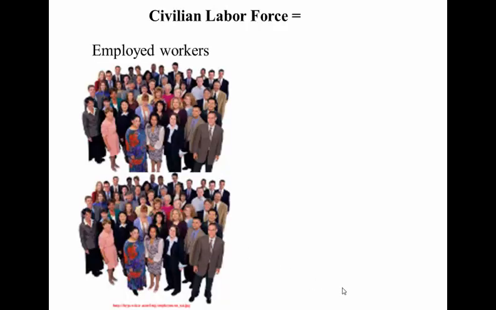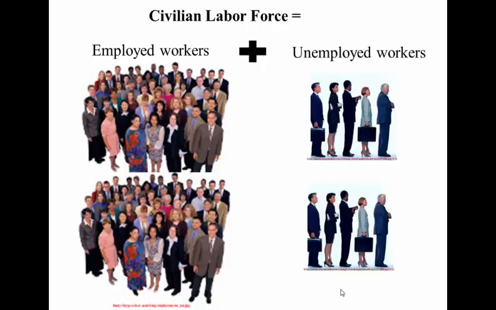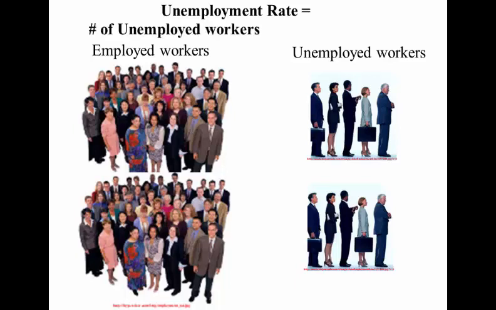To figure out the unemployment rate, you take the civilian labor force, which is the employed workers, plus all of the unemployed workers, those workers out looking for a job within the last 4 weeks and haven't found one. Add those two together and you get the civilian labor force. To figure the unemployment rate, you take the number of unemployed workers divided by the number of people in the civilian labor force. And don't forget, the civilian labor force is the employed plus the unemployed.